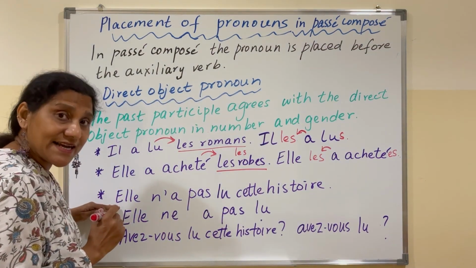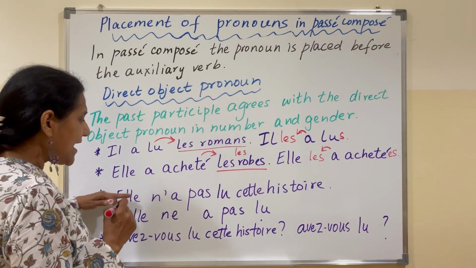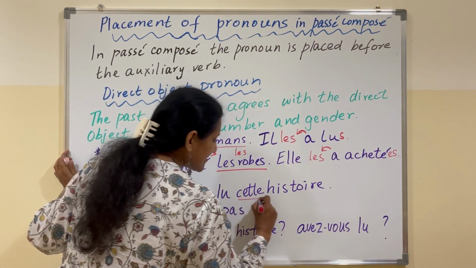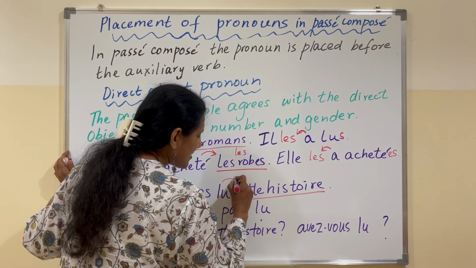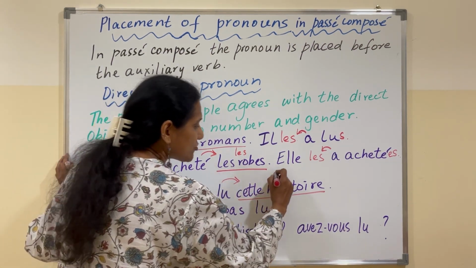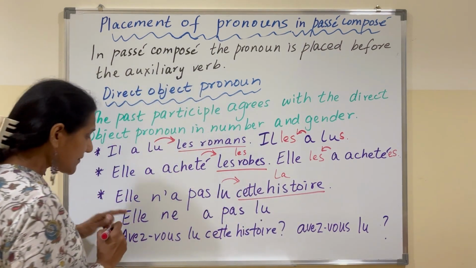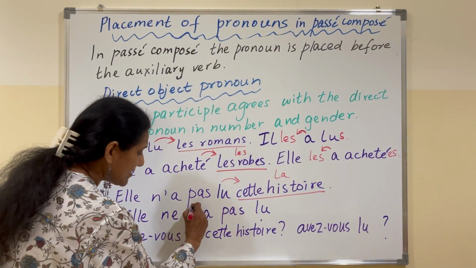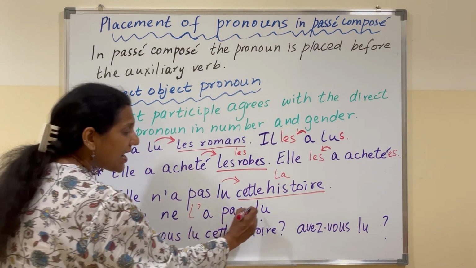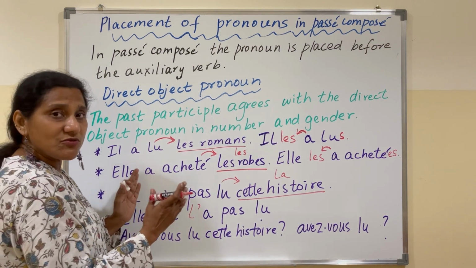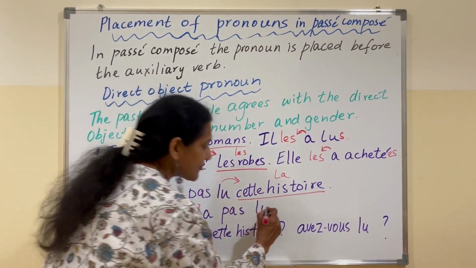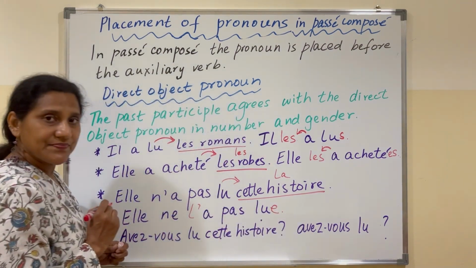Now, let's look at a negative sentence. Elle n'a pas lu cette histoire. So here I can see this is also a direct object because it's followed immediately after the verb. This is feminine and singular. It's going to be replaced by la. But here, because of the clash of vowels, I need to put an L apostrophe. Elle ne l'a pas lu. Now, we have a direct object agreement. Histoire is feminine and singular, so we need to add an E.